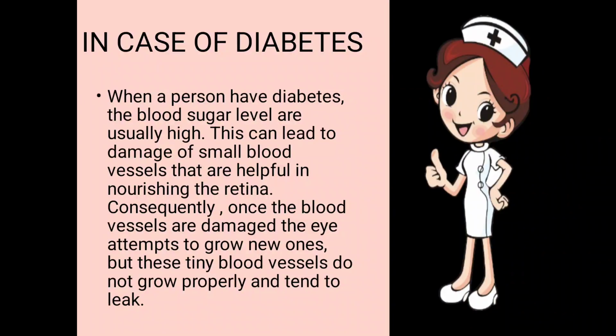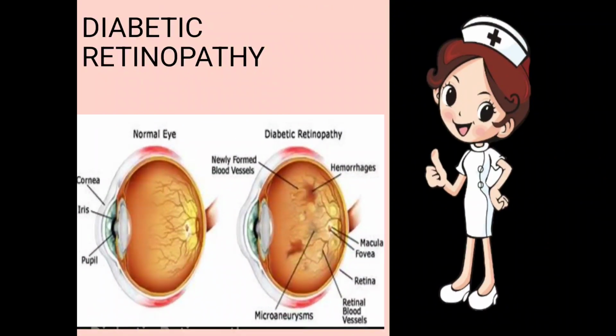These blood vessels are very important in nourishing the retina and help maintain the vision in the patient's eye. Consequently, once the blood vessels are damaged, the eye attempts to grow new ones. So when damage of the blood vessels takes place in a diabetic patient, new blood vessels start growing in the eye. But these are tiny blood vessels, they will not grow properly and they will start to leak. Leakage of blood takes place in a patient with uncontrolled diabetes that has remained in the body for a long time.